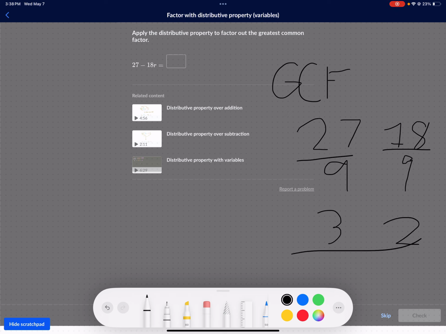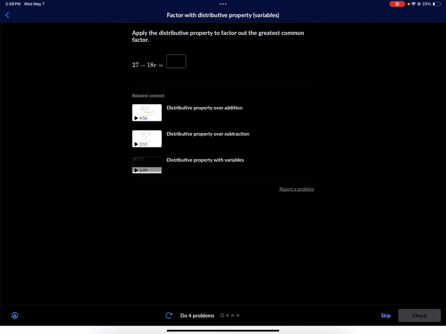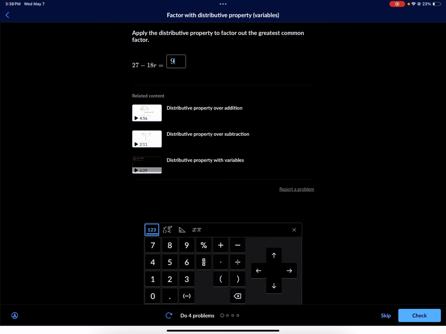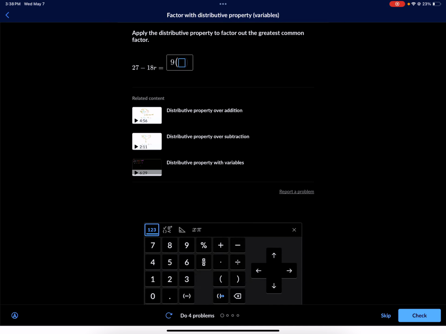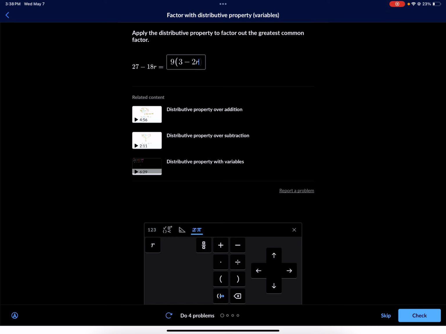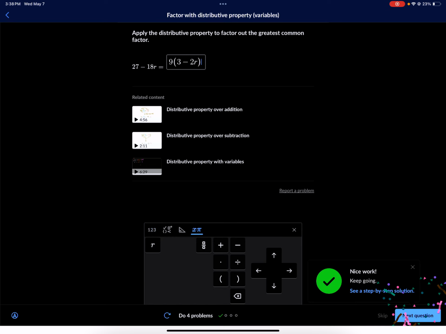If they're whole numbers, it checks out. There's no other number that will work. In other words, if you find a number that's prime, it'll also automatically check out. If you want more information about prime numbers, you can check out my previous videos on the channel. So, 9 will be our answer. So, we have 9 multiplied by 3 minus 2r. So, that is our answer here.